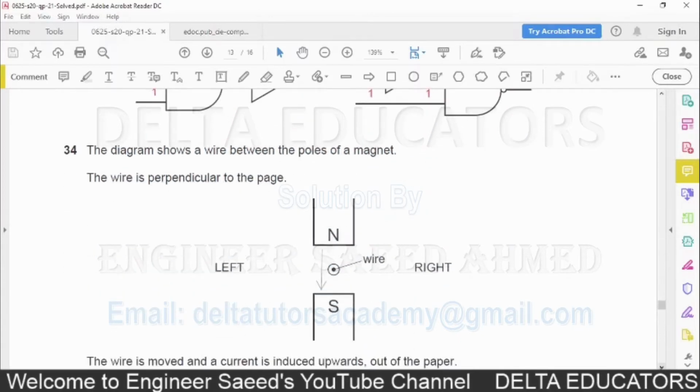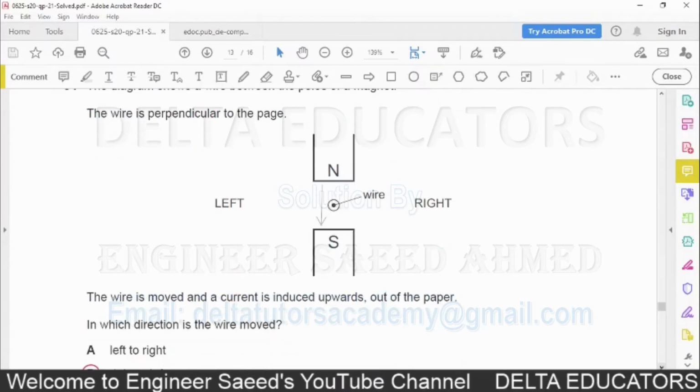Question number 34. The diagram shows a wire between the poles of a magnet. The wire is perpendicular to the page. The wire is moved and a current is induced upwards out of the paper. In which direction is the wire moved?